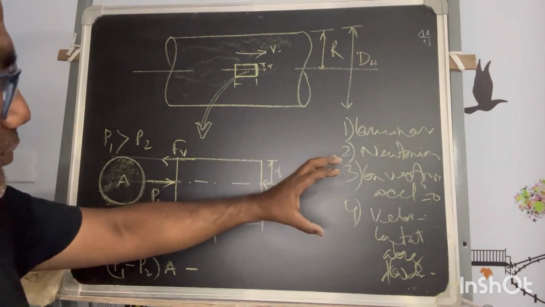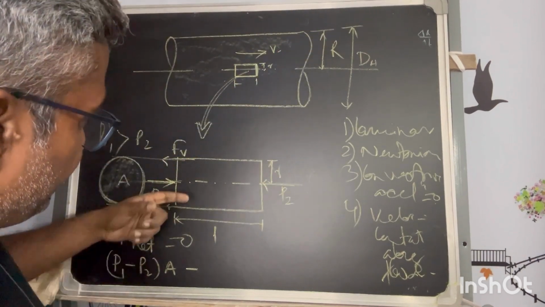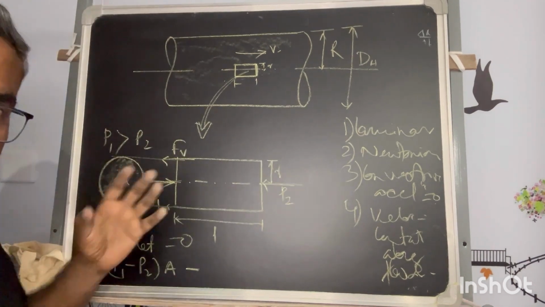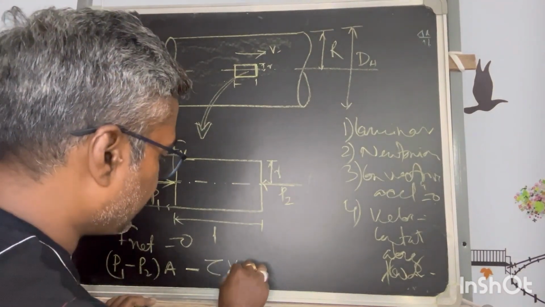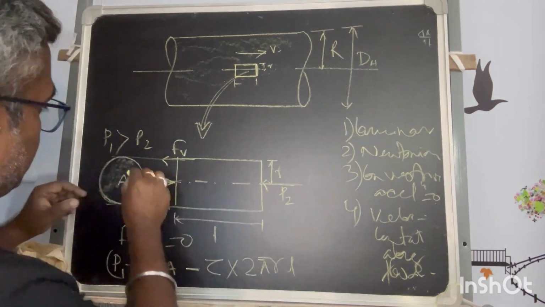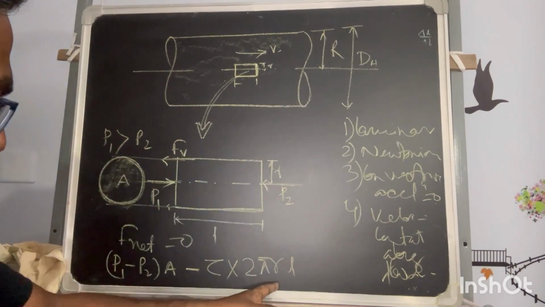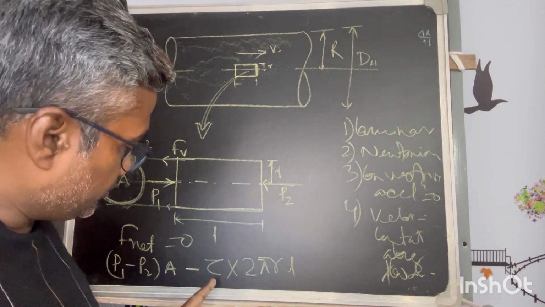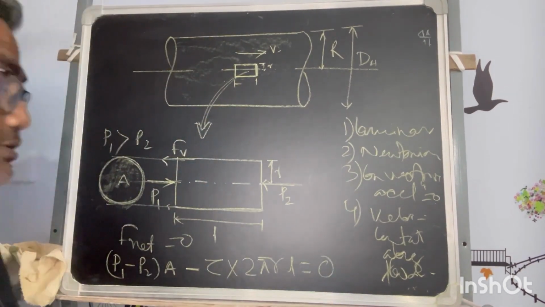If this is the direction of the pressure force, due to which the flow is established, if I take it as positive, then the frictional force has to be in the opposite direction. The frictional force is shearing stress, and that is acting on 2 pi r into L. 2 pi r means the surrounding of this, into the length, the total surface area, into the shearing stress acting on the area. So per area force, that is the complete force, and the net force has to be 0.